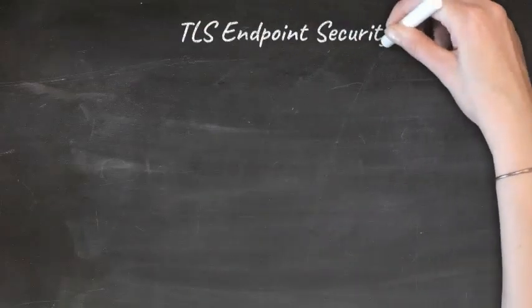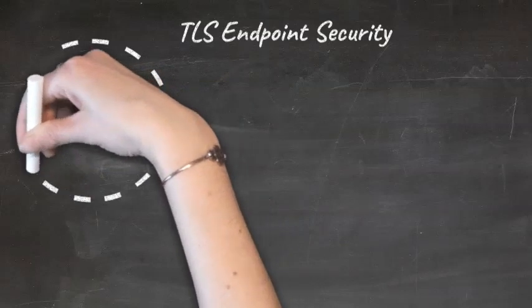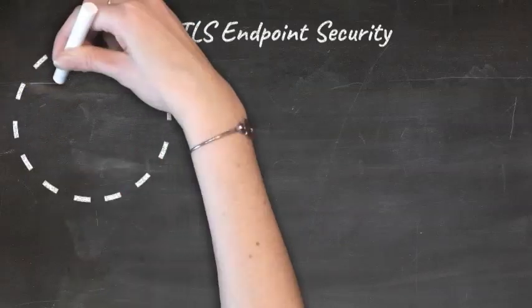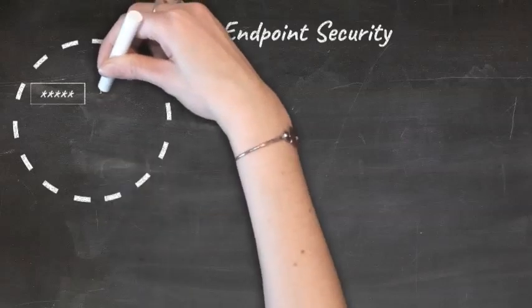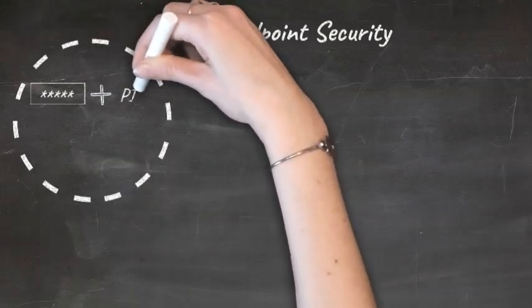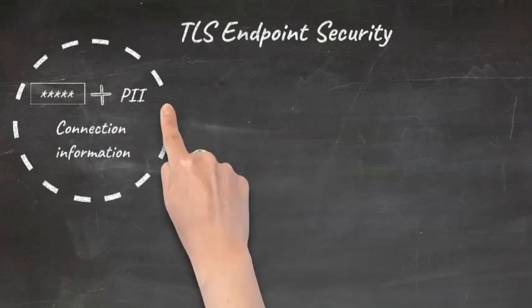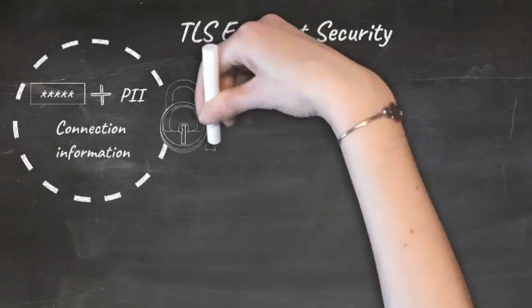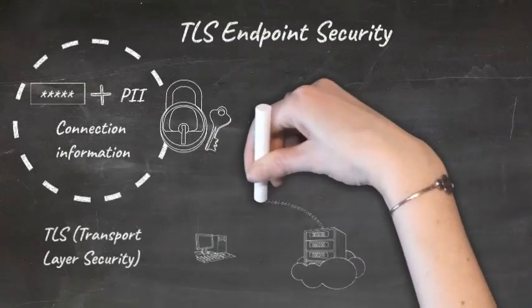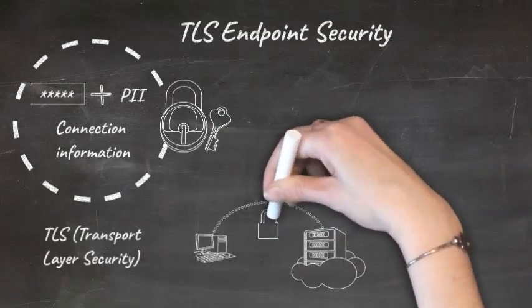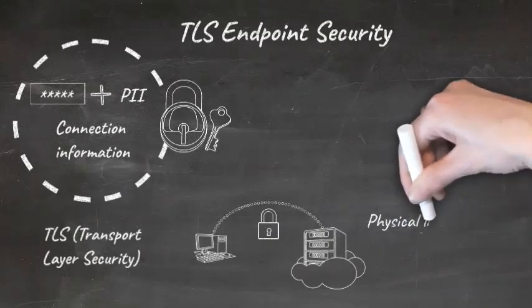The most used security method in cloud computing is TLS endpoint protection. TLS, Transport Layer Security, is a type of encryption that is used to secure the communication between client devices and cloud services, or between different components within a cloud service. TLS encryption ensures that data transferred between these endpoints remains confidential and protected from interception or tampering.